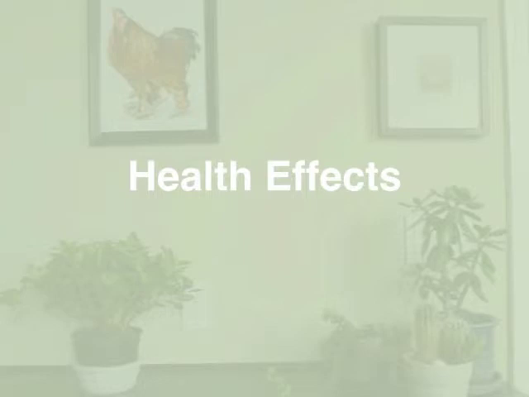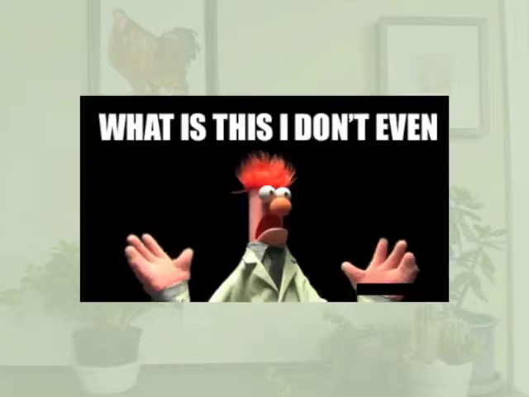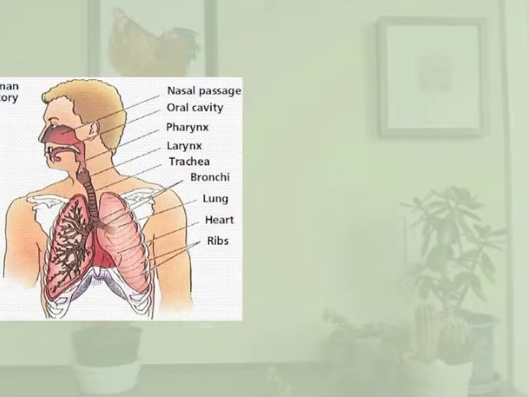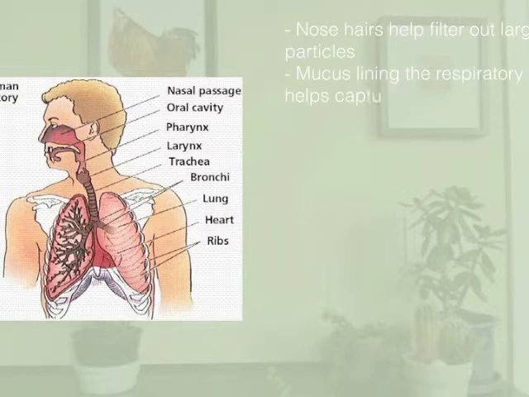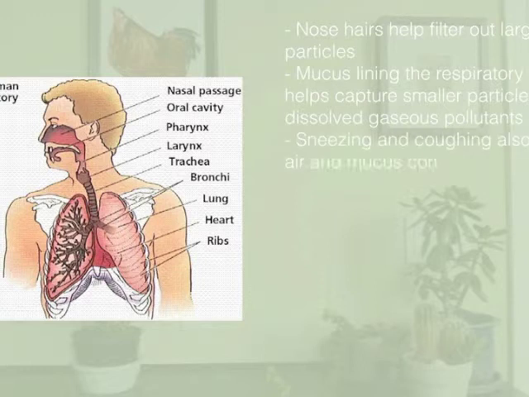The body already has natural defenses against air pollutants, but they can be overwhelmed. The respiratory system has numerous ways to protect from pollutants. For example, nose hairs help filter out large particles. Mucus lining in the respiratory tract helps capture smaller particles and dissolve gaseous pollutants. Sneezing and coughing help expel the air and mucus contaminated by pollutants.